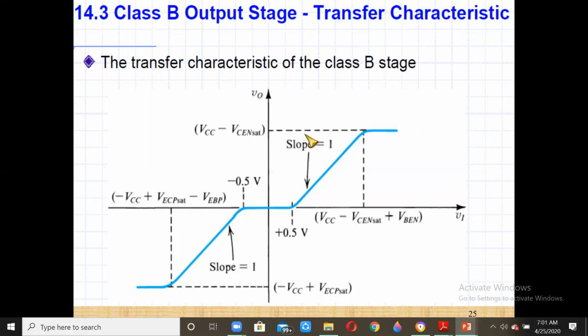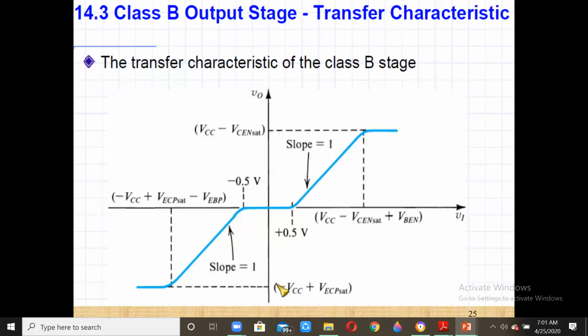That means when the output becomes VCC minus VCE sat. At that time the input should have been VCC minus VCE sat plus VBEN. Unless the input equals VCC minus VCE sat plus VBEN, the output cannot reach VCC minus VCE sat. Similarly, the negative portion is just the same.